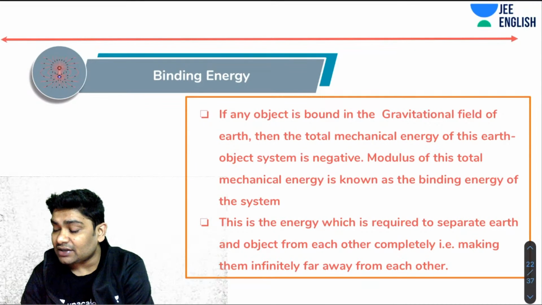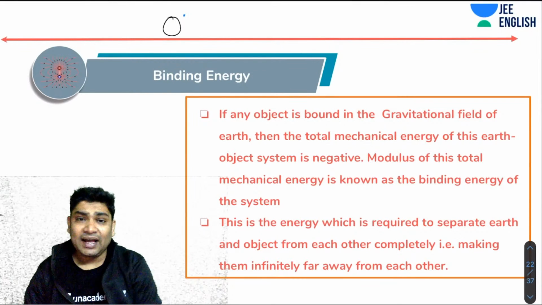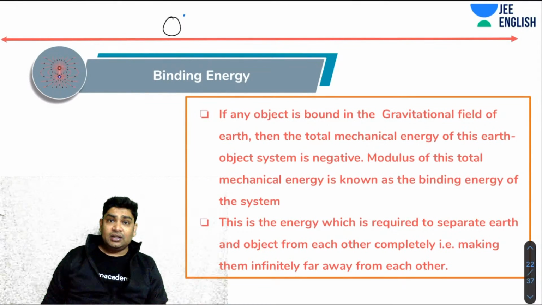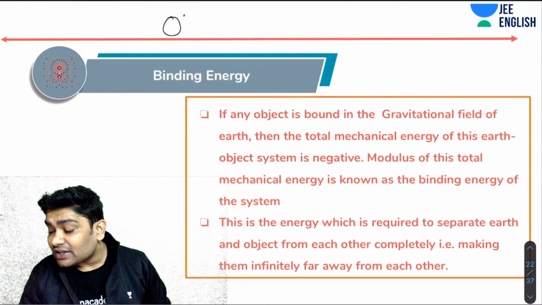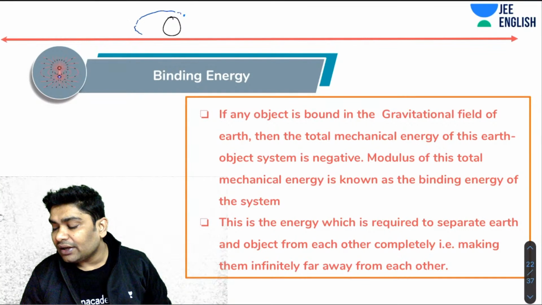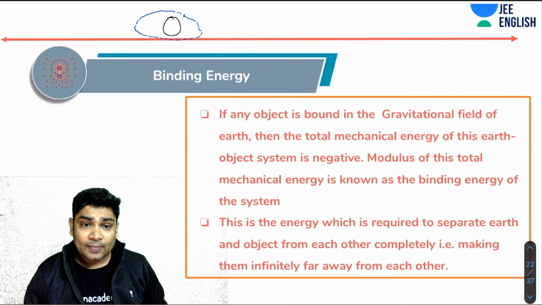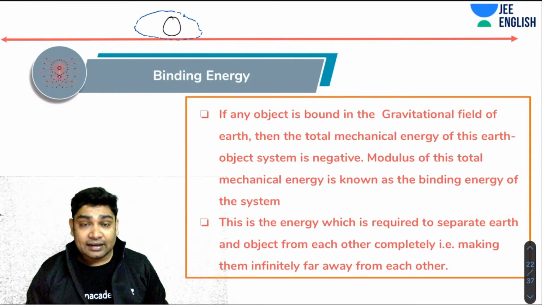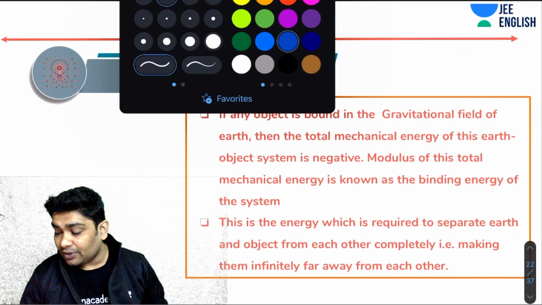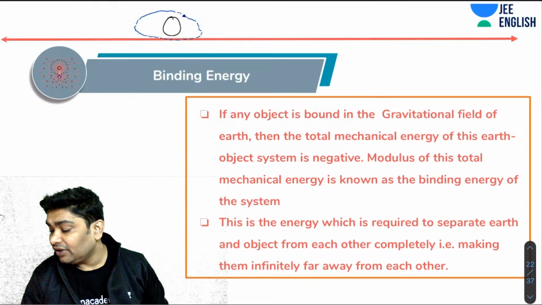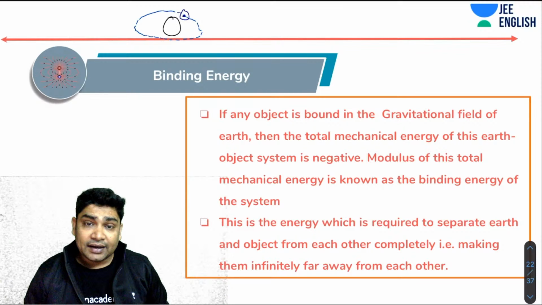So you realize if you have Earth and if you have an object here, this system may have some energy if the object is bound. If the object is bound, what does that mean? That means it cannot escape this gravitational field. So it will either keep on rotating or revolving around the Earth, or maybe fall on Earth, or do whatever. So the idea is it cannot escape the gravitational field of Earth. Now, imagine if it were to escape, if this object could actually reach infinity.